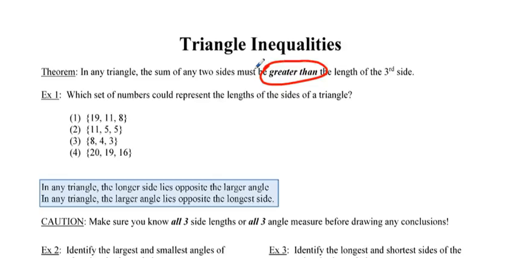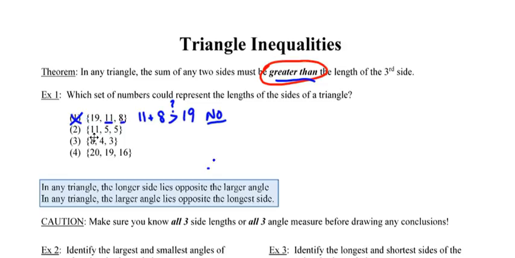So when we look at the first example, where they want to know which set of numbers could represent the lengths of sides of a triangle, we're going to examine the smaller two sides and see if they added together are greater than the third side. In choice 1, the smaller two sides are 11 and 8. If I add 11 and 8 together, is that greater than the length of the third side, which is 19? The answer is no. So those three lengths could not possibly form a triangle.